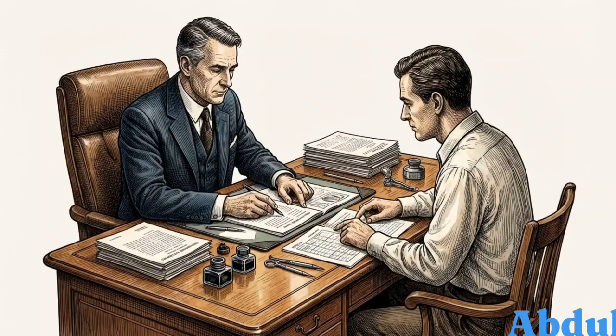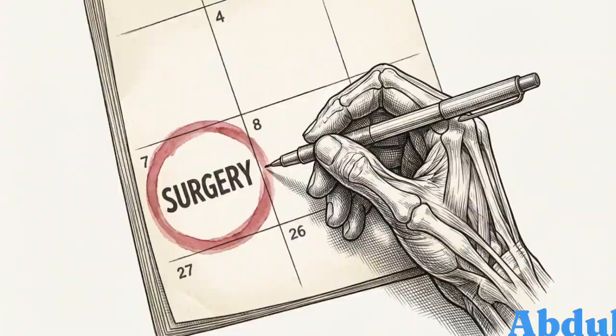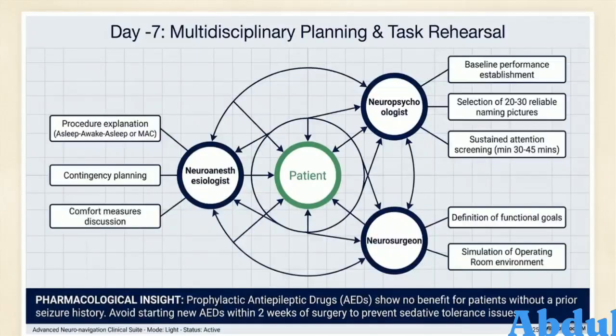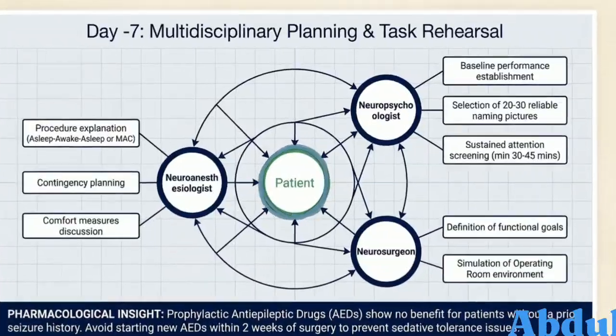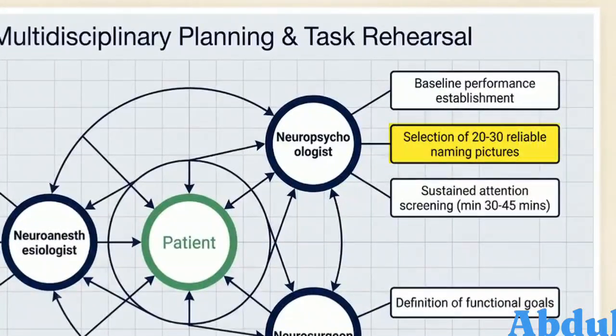Securing this electrophysiological fidelity begins well before induction. A mandatory multidisciplinary assessment must occur at least 7 days prior to surgery to establish the patient's baseline functional performance. This flowchart maps the specific day -7 dependencies. The patient, neuroanesthesiologist, and neurosurgeon must coordinate to select 20 to 30 reliable naming objects and rehearse the exact tasks the patient will execute during the Awaik phase.